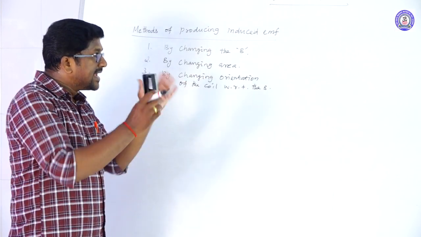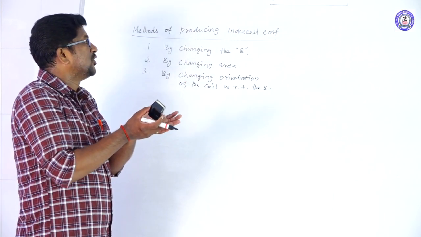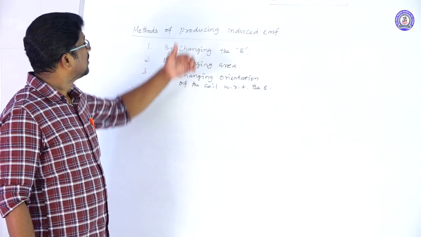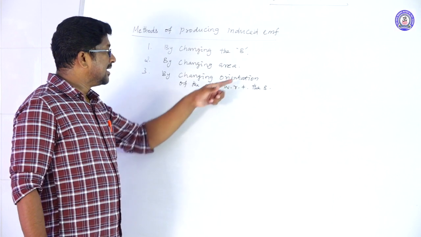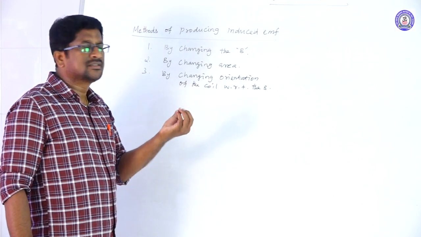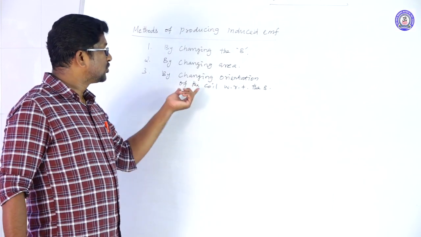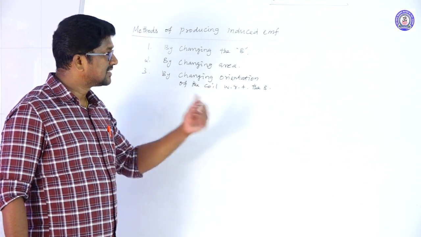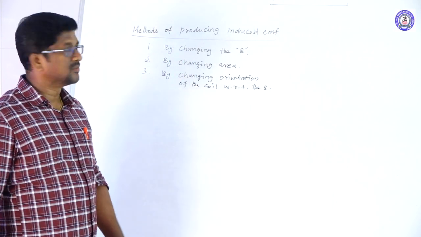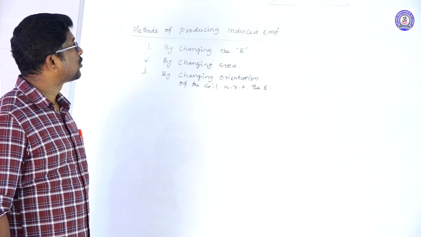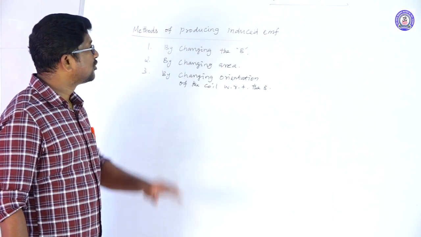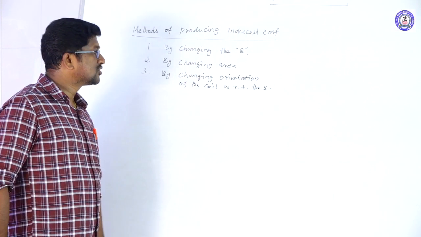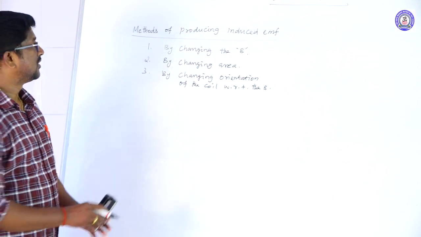Second one, the area enclosed by the coil in the uniform magnetic field changes, where we can produce induced EMF. And third, if the orientation of the coil, orientation means the position of the coil, with respect to the magnetic field changes, we can produce induced EMF. So there are three methods of producing induced EMF: by changing the magnetic field, by changing the area enclosed by the coil, by changing the orientation of the coil with respect to the magnetic field.